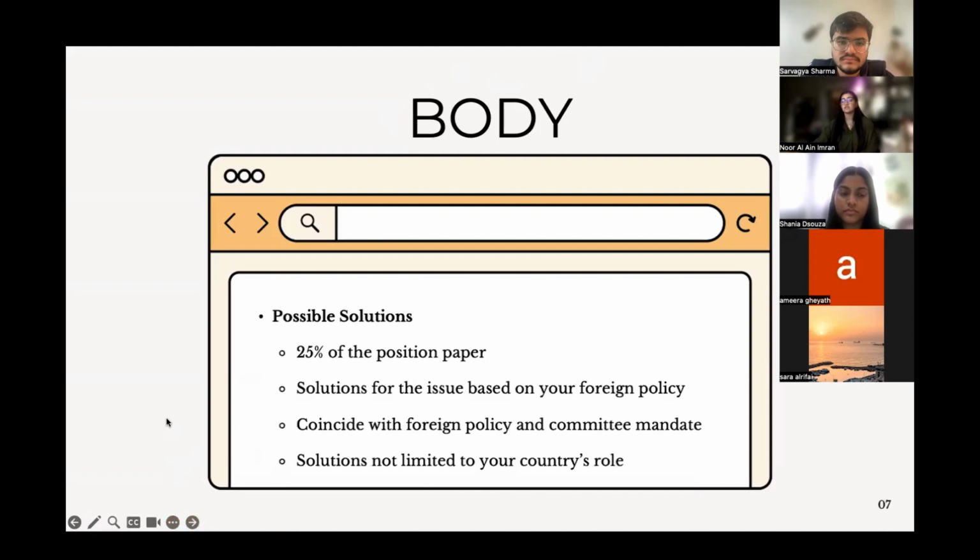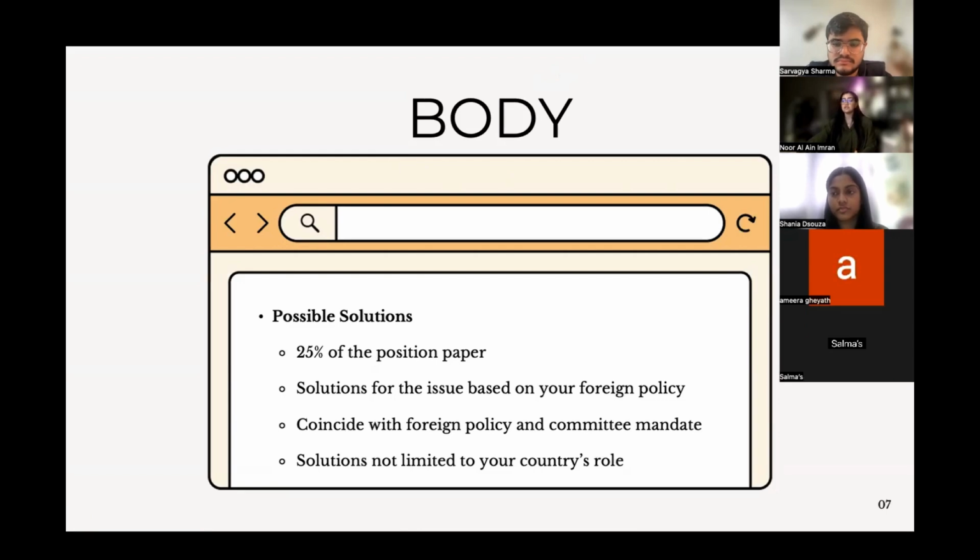Next is the possible solutions. And this is again going to take up 25% of the position paper, because most of the discussions within committee itself will be taking place on possible solutions. And this is going to be solutions for the issue based on your foreign policy. And it must coincide with the committee mandate as well. So you can't be in the General Assembly trying to make binding recommendations like would be appropriate with Security Council.